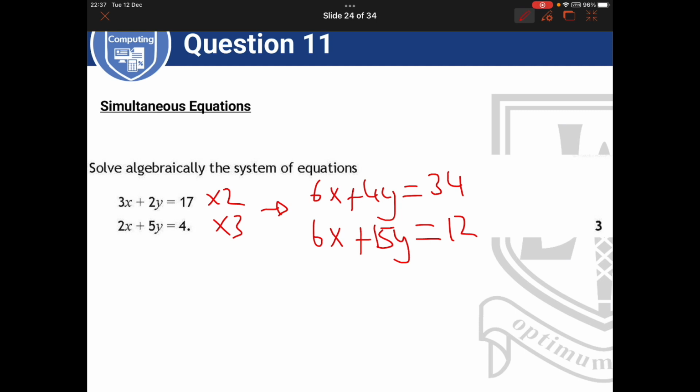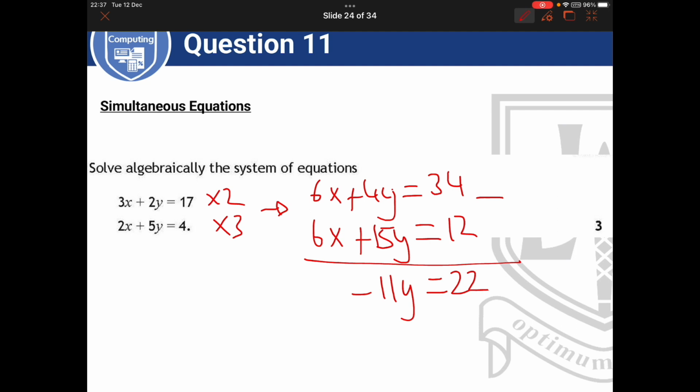Now that I've done that, the x's are matching, so I can go ahead and eliminate them. That means either adding them together or taking them away. So the key thing is to look, what am I trying to eliminate? They're both positive 6x. The way to eliminate them is to take away. So 6x take away 6x from top to bottom makes 0. It's gone. That's the whole point. 4y take away the positive 15y is negative 11y. 34 take away 12 is 22. So negative 11y is equal to 22.